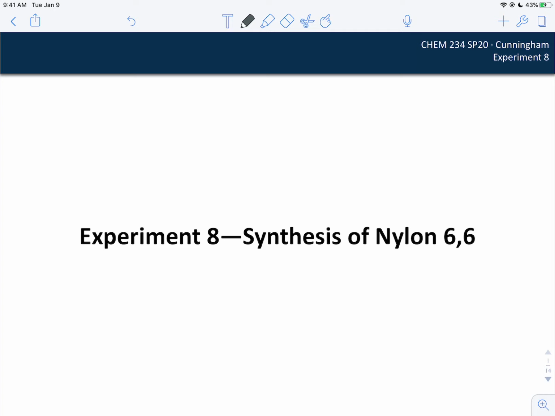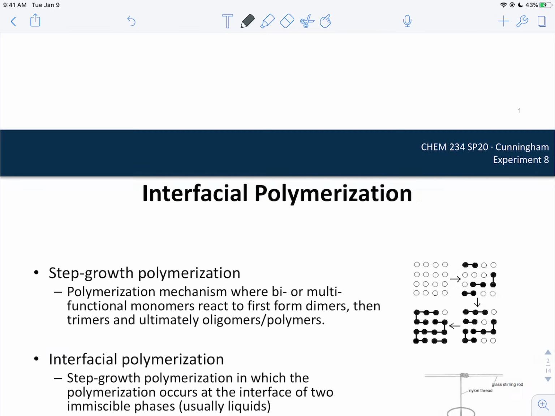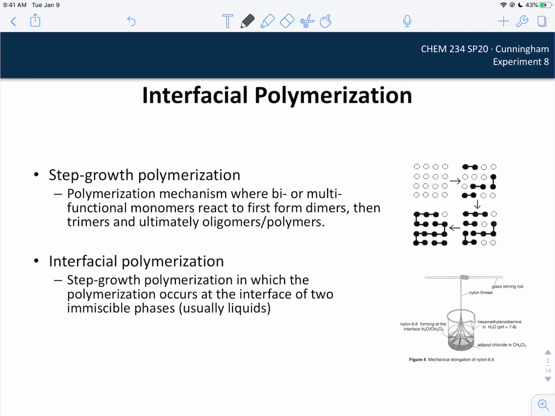In this video, we're going to discuss experiment 8, which is our synthesis of nylon 6,6. Nylon 6,6 is a polymer, and it is synthesized through what we call an interfacial polymerization. Interfacial polymerization is a type of step growth polymerization reaction.